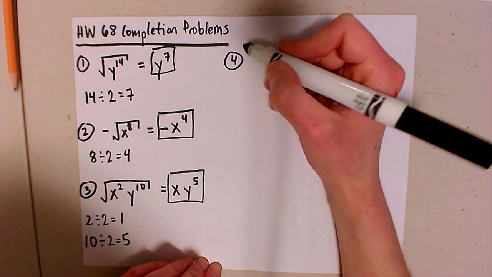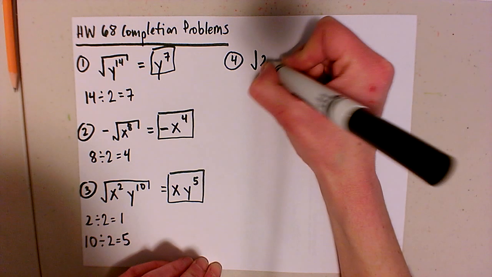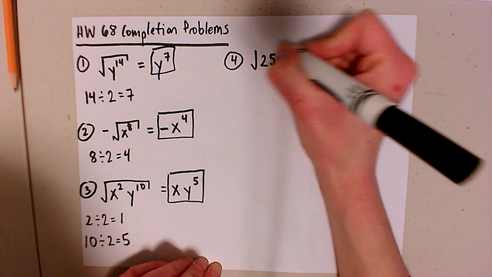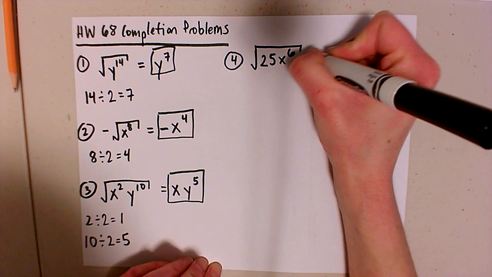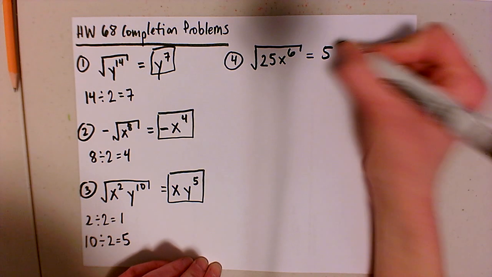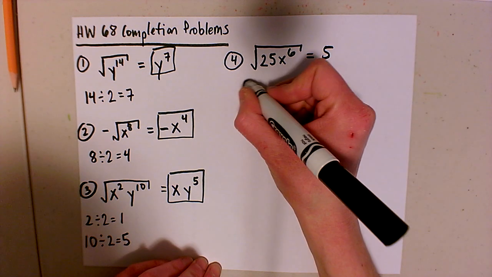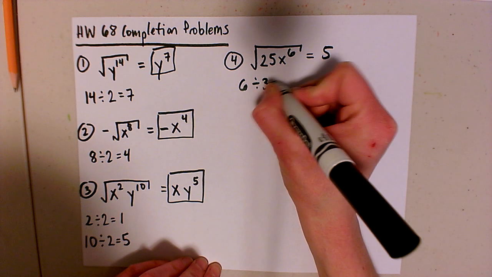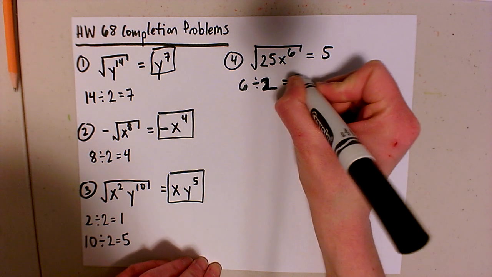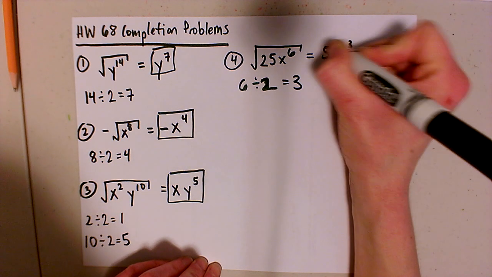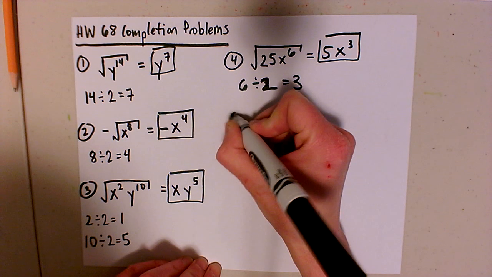For number 4, we have the square root of 25 x to the 6th. This one throws a number in there, and we can take the square root of 25, that's just 5. And then to take the square root of x to the 6th, we'll do 6 divided by 2, which is 3. So that gives us an x cubed, and our answer is 5x cubed.